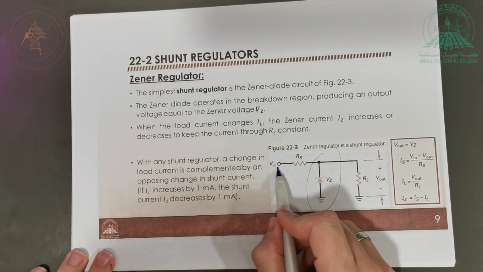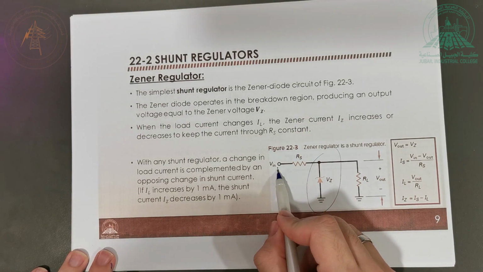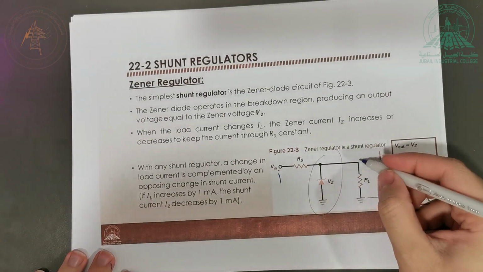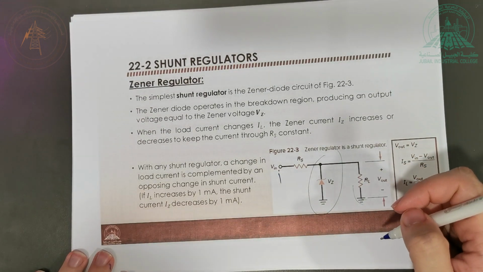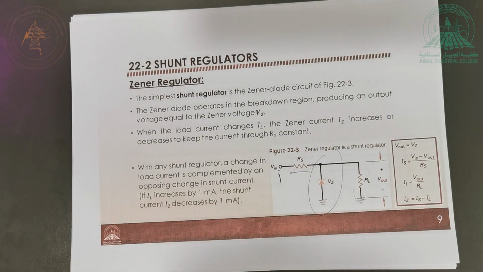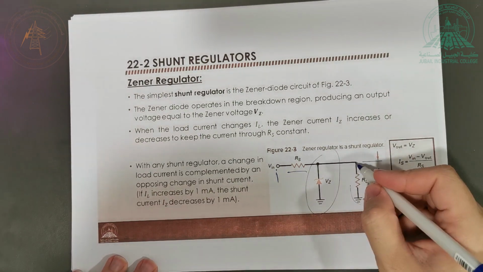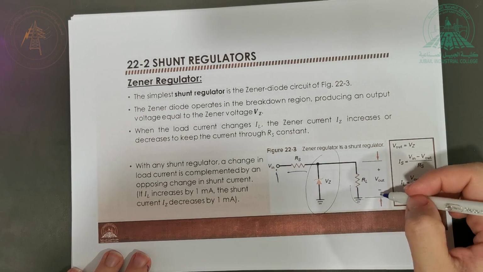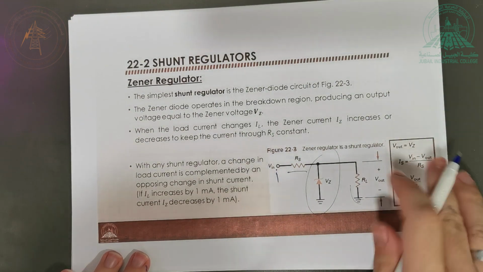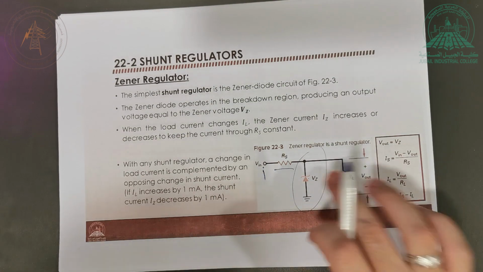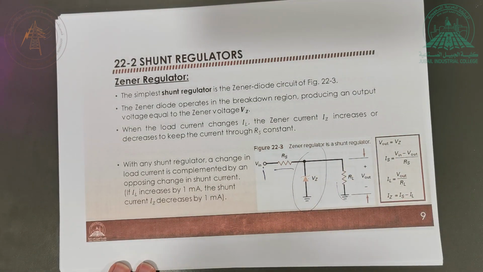So here I have my input power, the input voltage coming from here. This is the load. What is this? This is RS. We'll talk about this series resistance, but let's talk about this output voltage first. Now, is this output voltage going to be constant? Yes. How do I know that? Because I have the Zener diode here, connected in parallel, right?